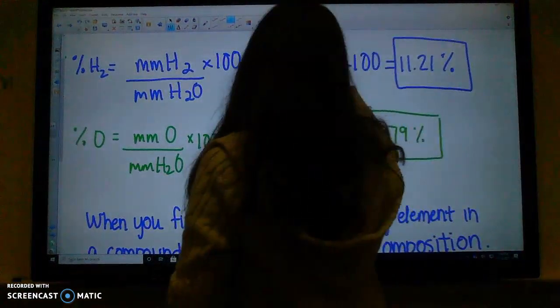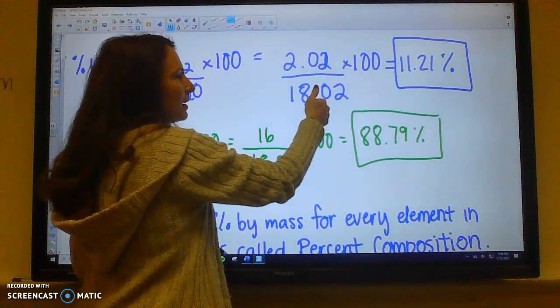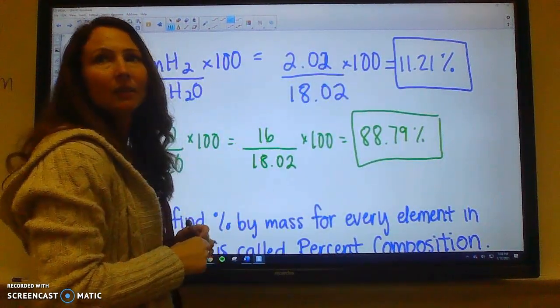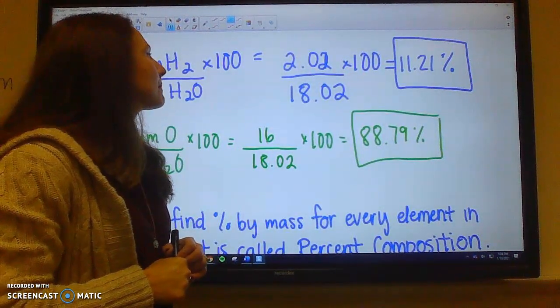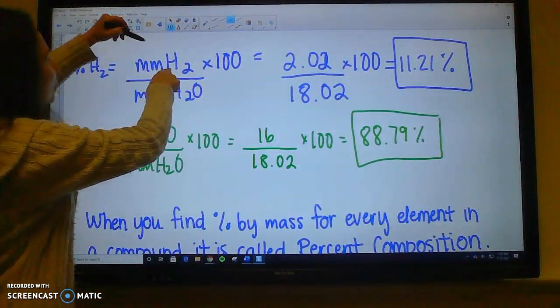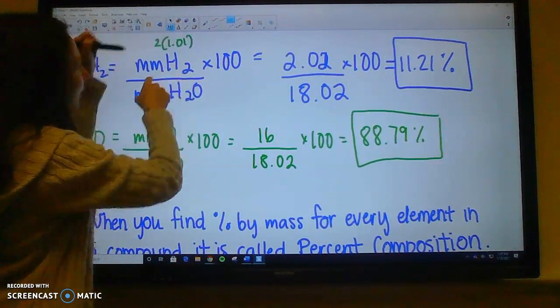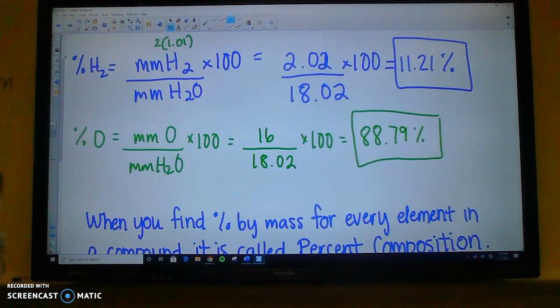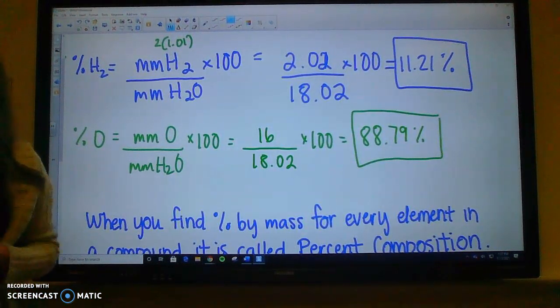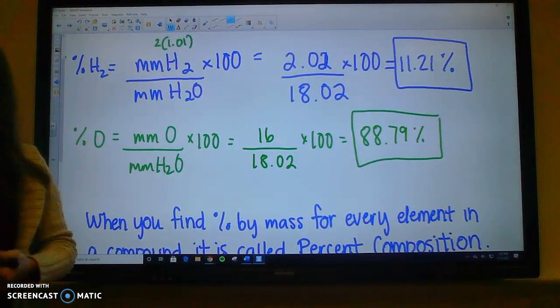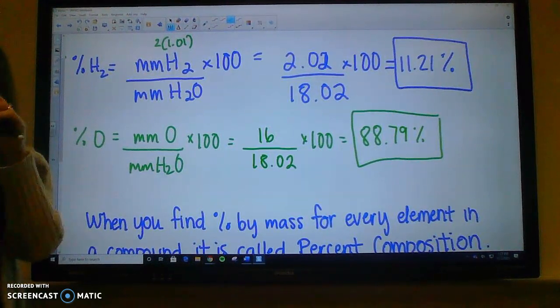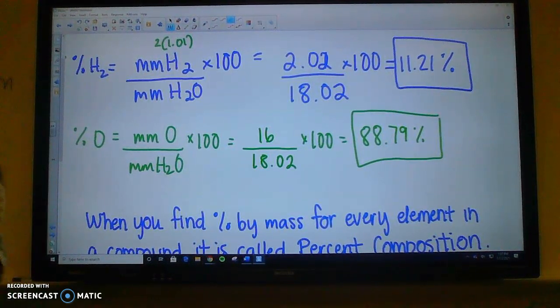So on the first one, we did 2.02 divided by 18.02 times 100. What is 2.02? Hydrogen times 2? So yeah, that's just 2 times 1.01 off the periodic table. Yep. So good answers. I was saying it, I think, while you might have been writing it down. So it's hard for all that to register while you're copying things.